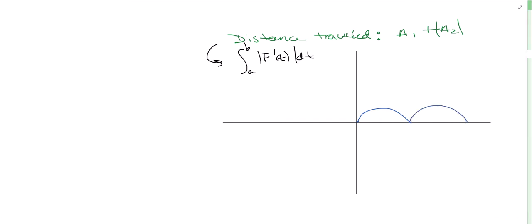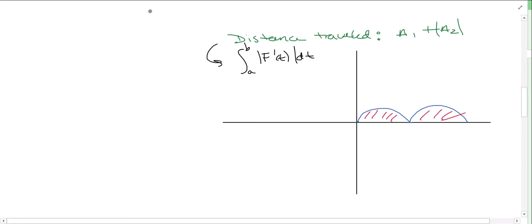And so pretend those are the same. And so this is now the area. So I'm going to have my A1 plus A2 is now positive. So this is my total distance traveled. So for the total distance, you need the absolute value of the velocity. So that's the important part.